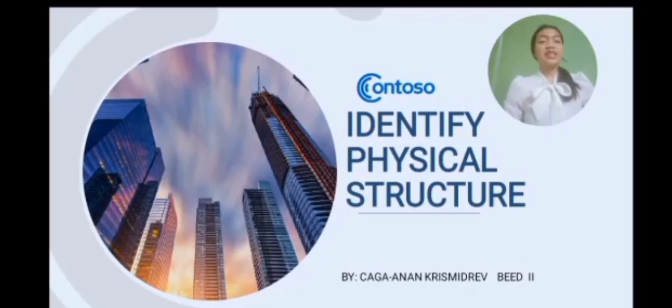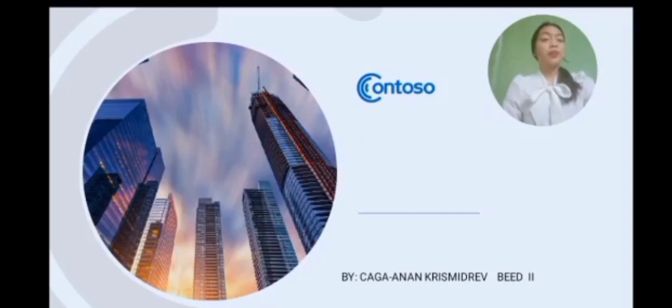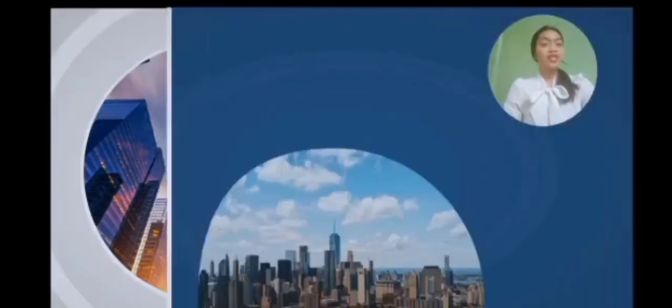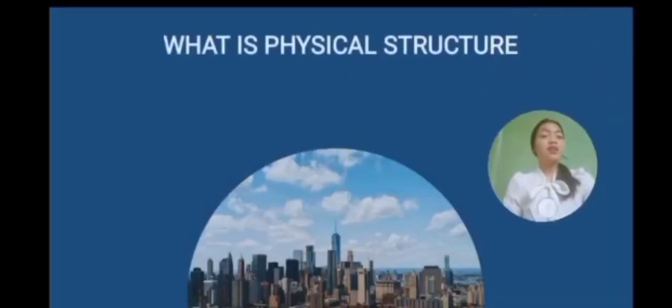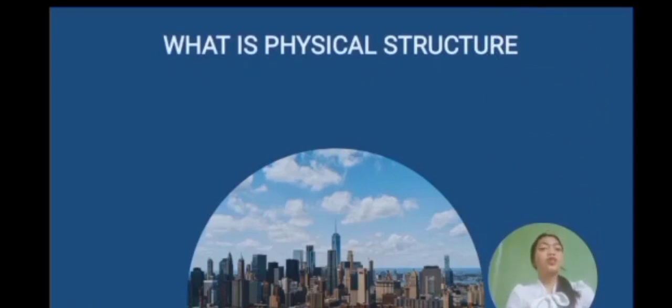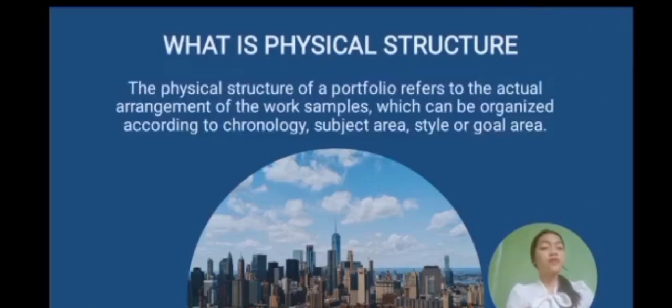Today we will be discussing how we are going to identify physical structure. But before hopping into our discussion, let us first discuss what is physical structure. When we say physical structure of a portfolio, this refers to the actual arrangement of work samples, which can be organized according to chronology, subject area, style, or goal area. Once the purpose and target have been clarified, we need to think of the physical structure of a portfolio.